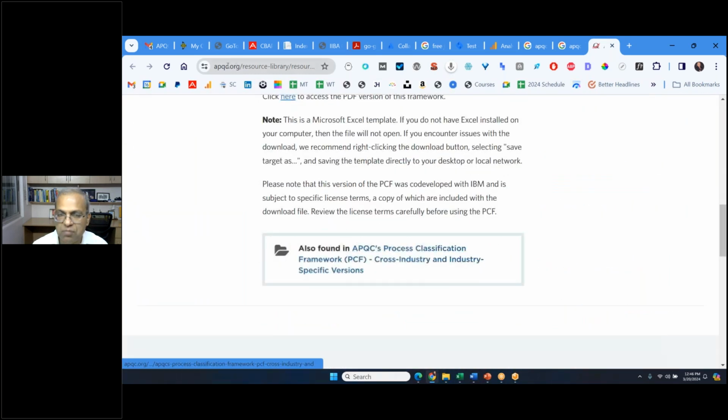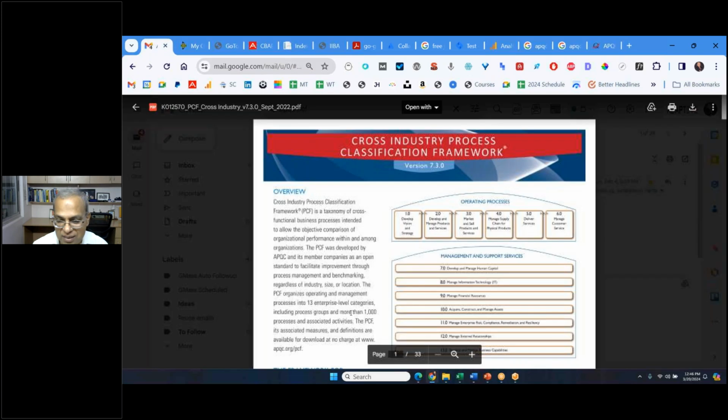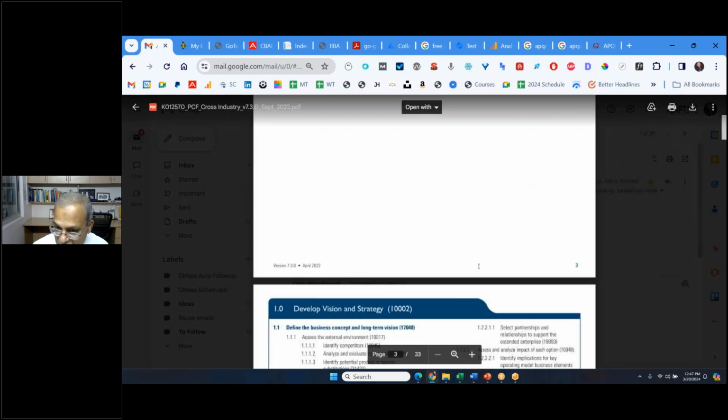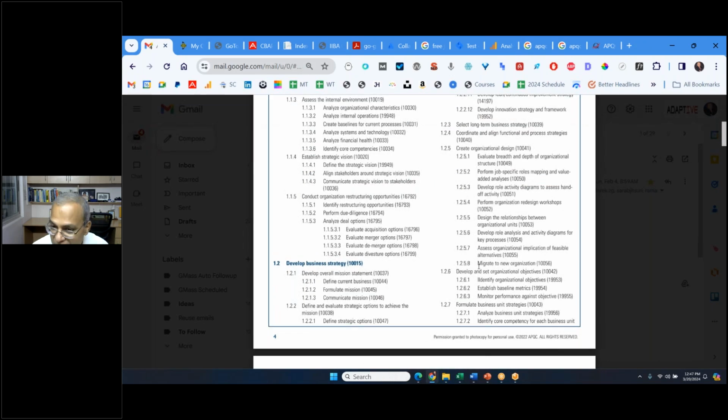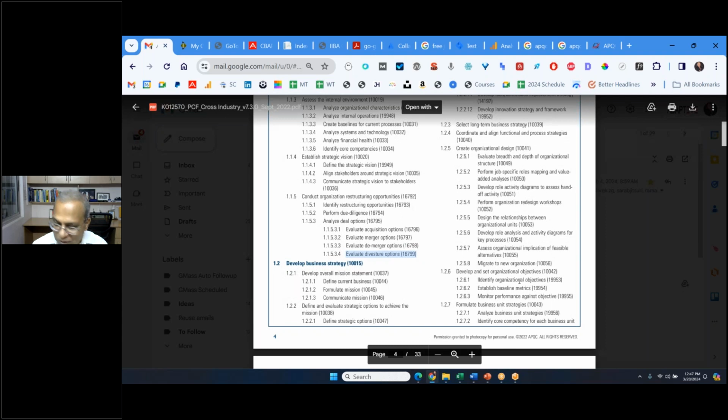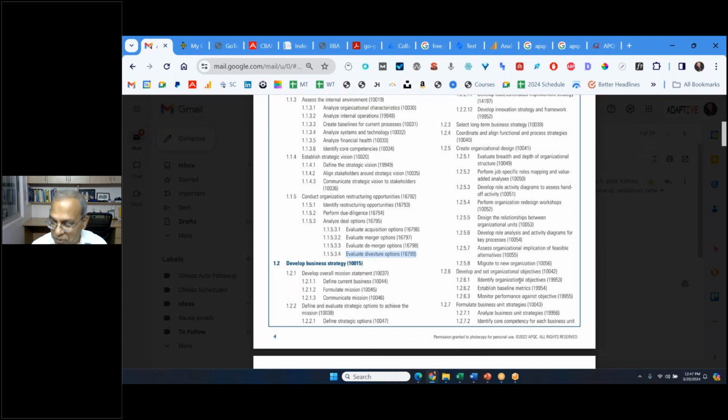So it lists about, as I showed here, it lists about 1,000 tasks that happen inside an organization. So this gives you an amazing overview. And as long as you start understanding the terms that they're using here, I'm not from the insurance domain, so I really don't know what divestiture options are. So if you start understanding these tasks, you will become fairly good in the domain knowledge.